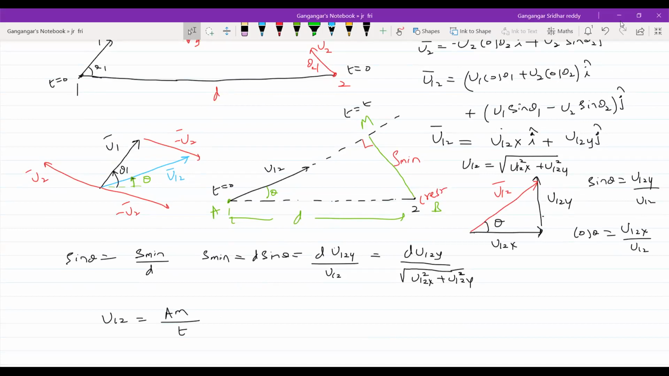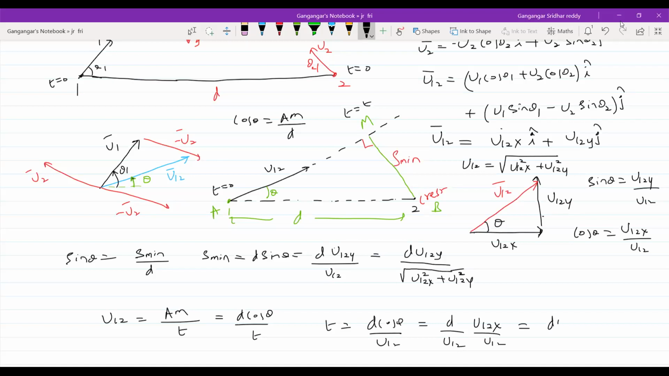So what is AM? From this triangle, cos theta equals AM by D. So AM is equal to D cos theta. So what is T equal to? D cos theta by U12. What is cos theta? U12x by U12. So this will be our answer.